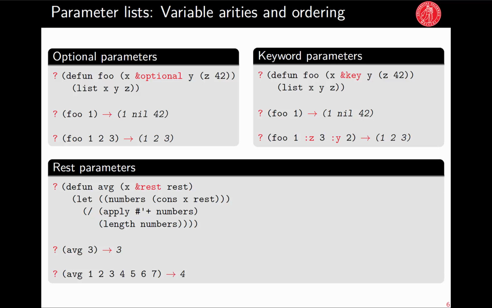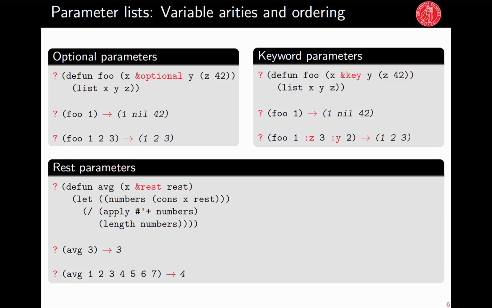Like in the first calling example here, rest will be nil. It will be an empty list because we didn't supply any additional parameters. In the second calling example, rest here would be the list consisting of 2, 3, 4, 5, 6, 7. And we cons 1 onto that to make sure everything is in one list. And then we use apply to call the plus function to that list of arguments.